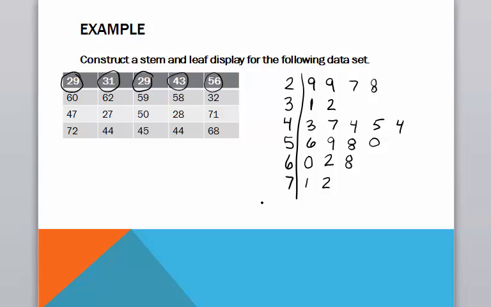For example, you might have written at the bottom of a stem and leaf display something along this line, that 2 with a slash between the 2 and the 9 represents a data value of 29. So sometimes you'll see that at the bottom of the graph just to tell you how to interpret the graph.